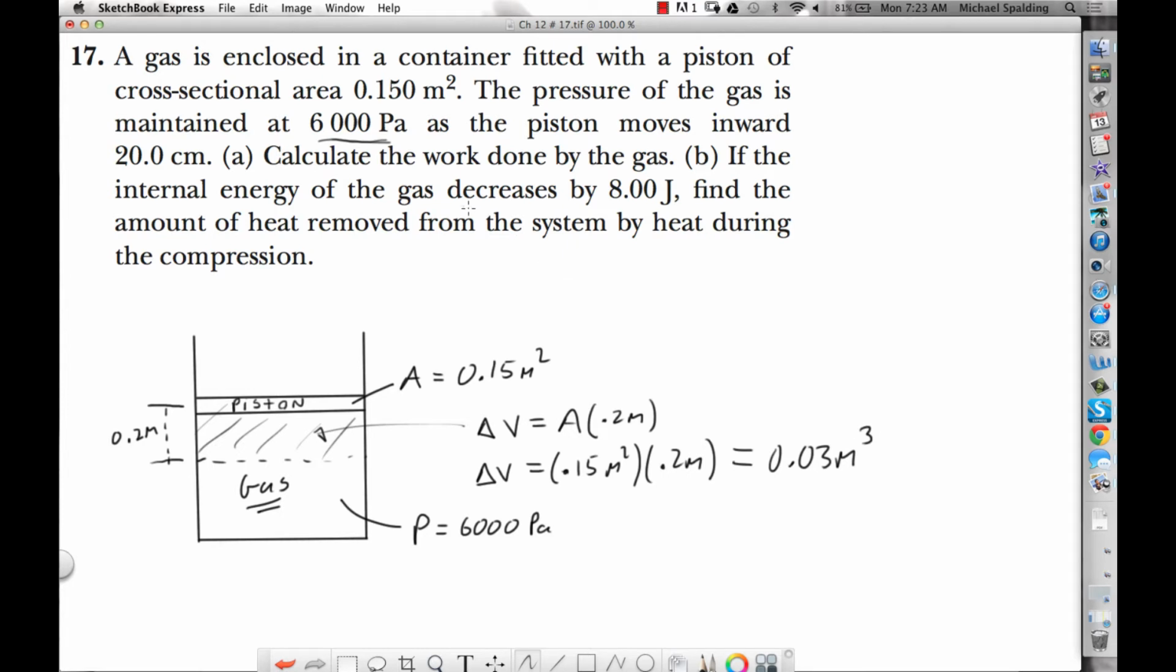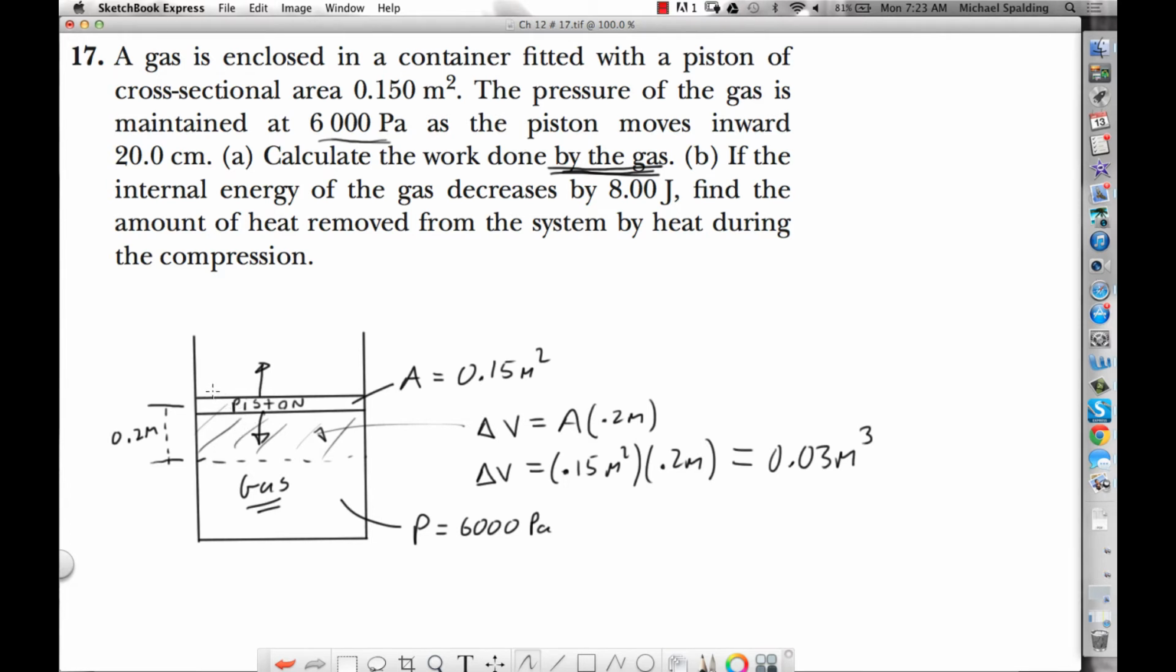Now, first question, calculate the work done by the gas. What the heck, man? By the gas? What does by the gas imply? That the piston's going up. Now look, I'm pretty sure the textbook always says by the gas, regardless of which way the piston's going. If the piston goes down, what does the textbook call that? By the gas. If the piston goes up? By the gas. Have you guys noticed that?